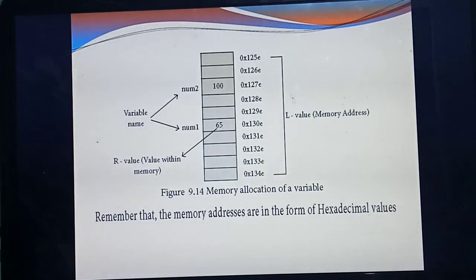Always, the memory addresses are represented in the form of hexadecimal values. Important, one more question, just mark it. Memory addresses are in the form of hexadecimal values. Already in the second chapter you have studied hexadecimal values, which start with 0x. That you have already studied.